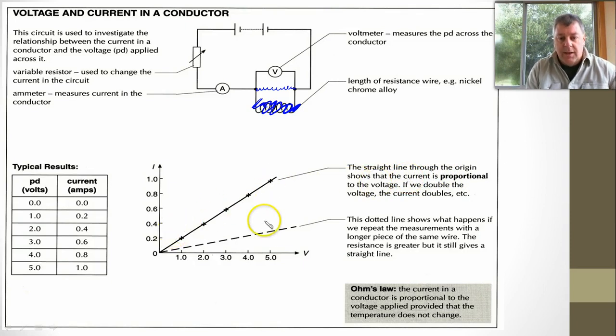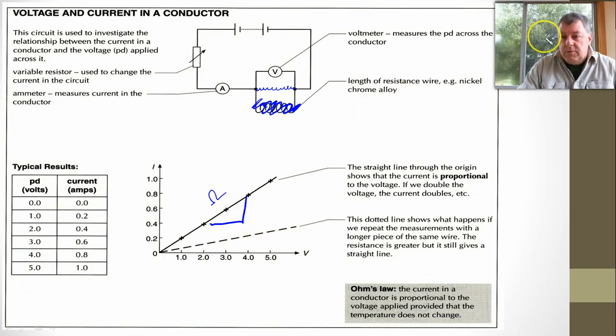It's a straight line. This would be a dashed line if we used a longer piece of wire. So if we had more and more coils in here, because basically a wire is a resistor, we'd get a different line. Now the slope of this happens to be the resistance. So if we were to work out the rise over run, that would be the resistance.